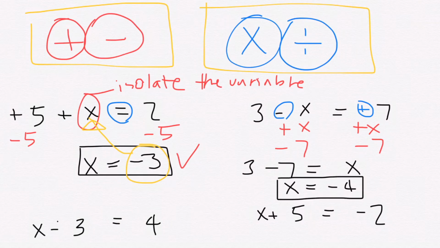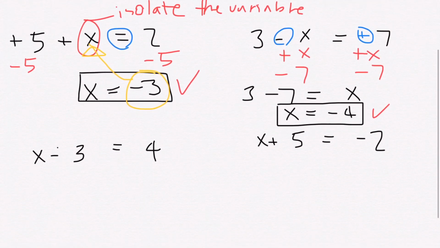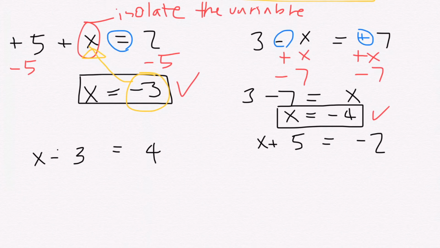And to check our work, what we do is we plug in -4 for x, and we do end up getting 7, because 3 minus -4 is equal to 3 plus 4, which is equal to 7. So we know this is correct. Now let's look at another example below. So x minus 3 equals 4. Try pausing the video and do this question on your own.